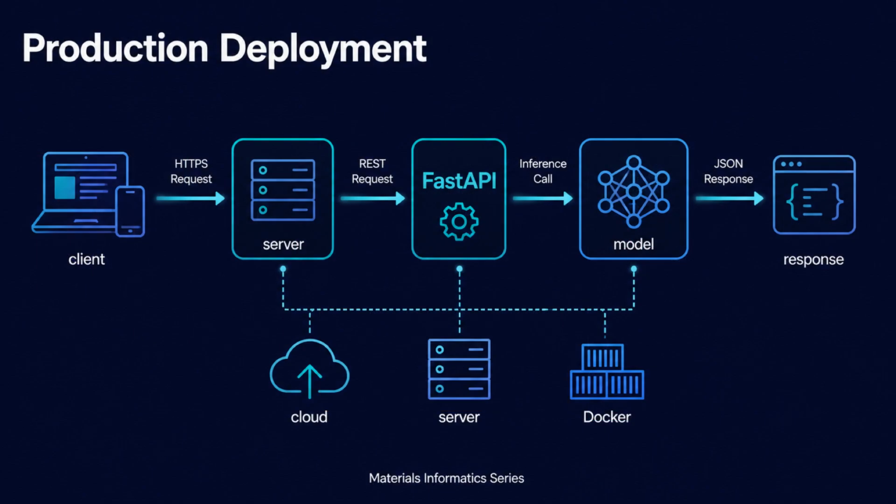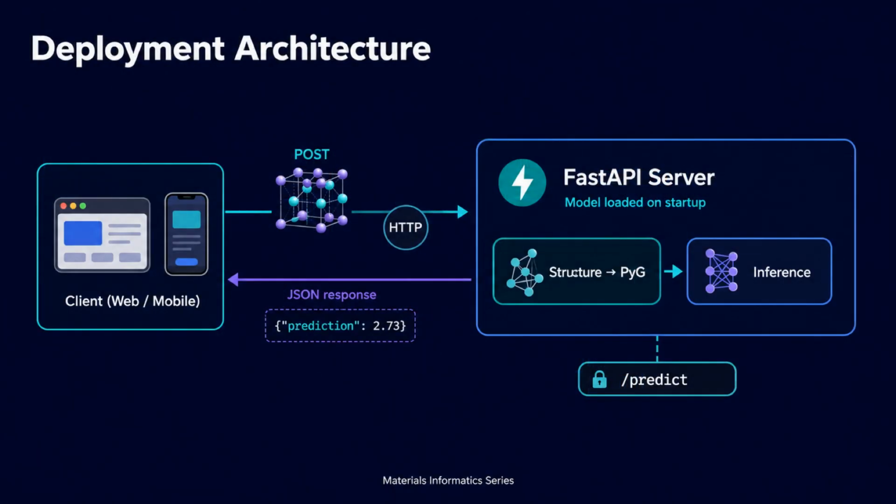Let's learn how to deploy trained models as production REST APIs. The deployment architecture follows a standard REST API pattern. Web clients send POST requests to the predict endpoint with crystal structure data. The FastAPI server loads the trained model on startup. For each request, it converts the structure to PyG data format, runs inference, and returns the prediction as JSON. This allows any application to use your model through simple HTTP requests.